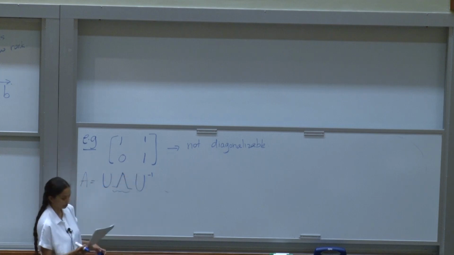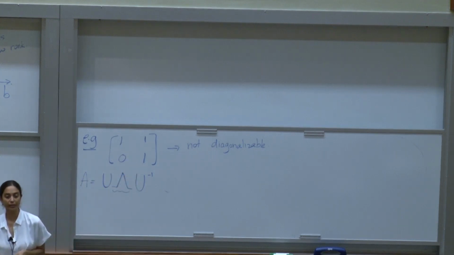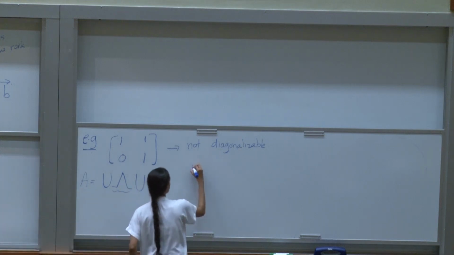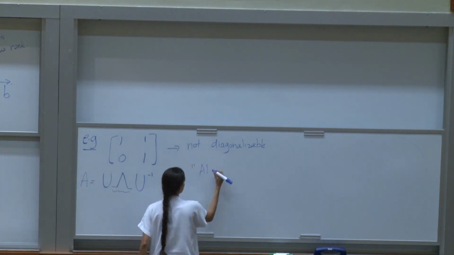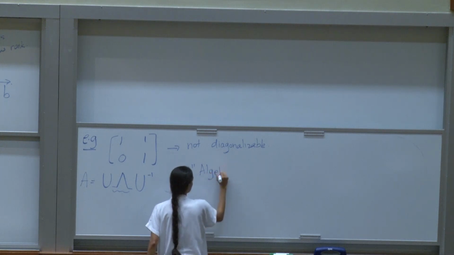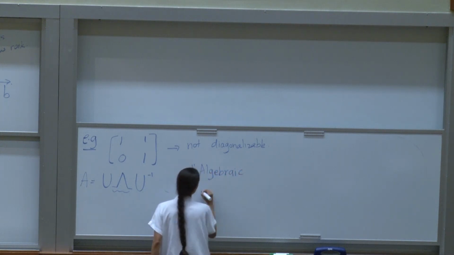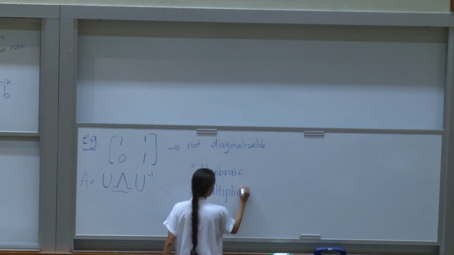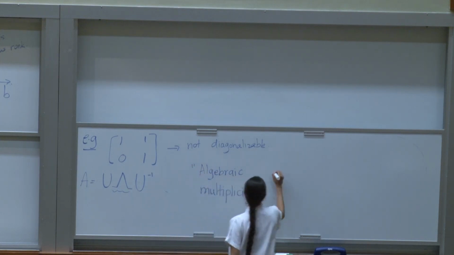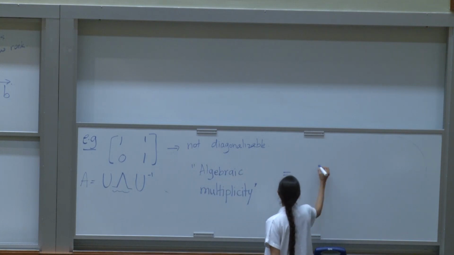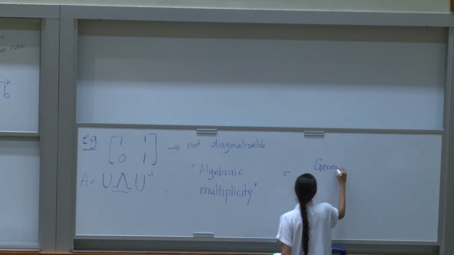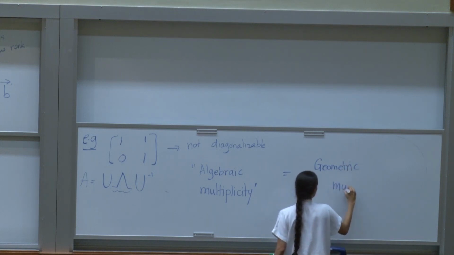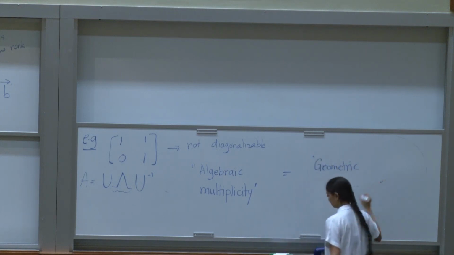But when I consider this matrix, the property that I want to have for any matrix for it to be diagonalizable is that the algebraic multiplicity of all the eigenvalues is equal to the geometric multiplicity. Whatever, you know what I mean.